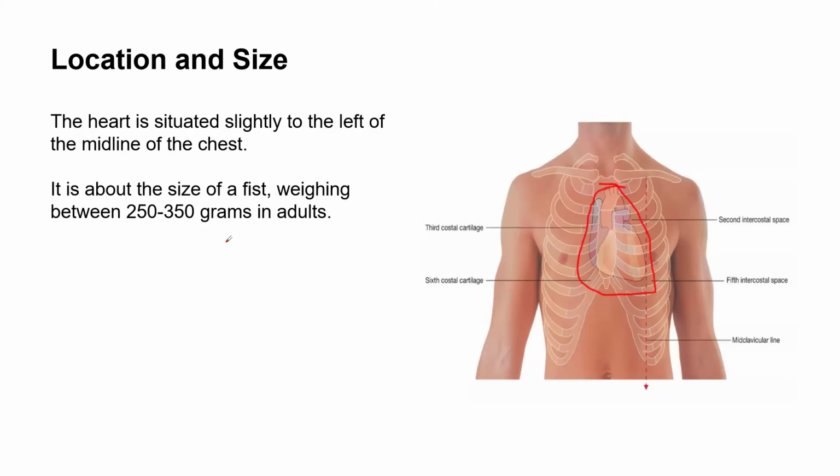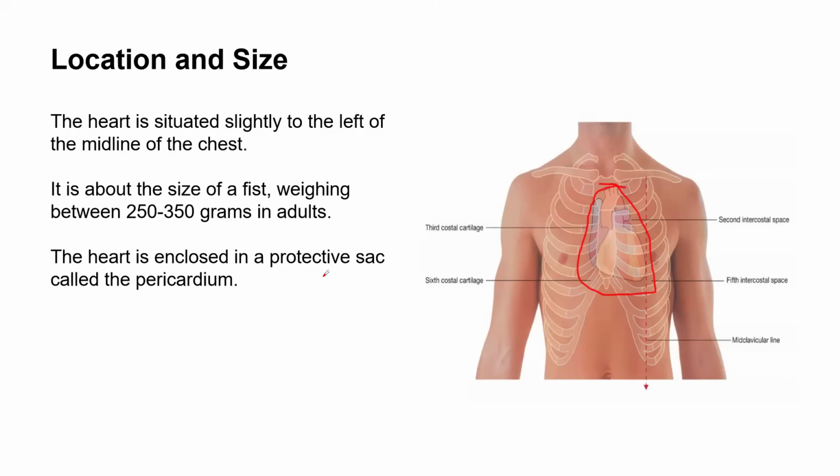And then very importantly, the heart is enclosed by a protective sac called the pericardium. So the pericardium is a protective sac that contains the heart, and its main function is to protect the heart from mechanical damage from other organs as well as any external agents. So the pericardium is an enclosed package that contains our heart.